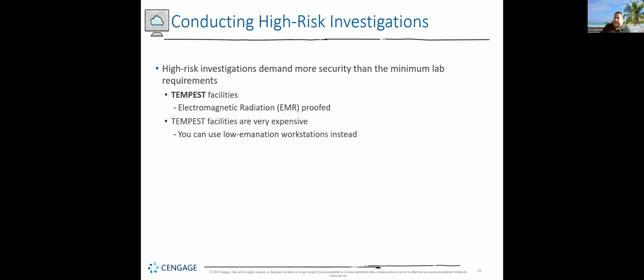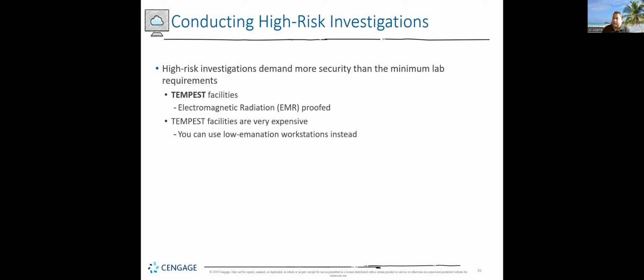Conducting high-risk investigations. High-risk investigations demand more security than minimum lab requirements. Tempest facilities are electromagnetic radiation proofed. What does that mean? I don't know if you guys have ever seen Breaking Bad. There is a scene where they use a big, powerful magnet to erase a computer from beyond a wall, beyond 6 feet. That's what it means, making sure magnets can't erase things. Tempest facilities are very expensive. Yes, they are very pricey.